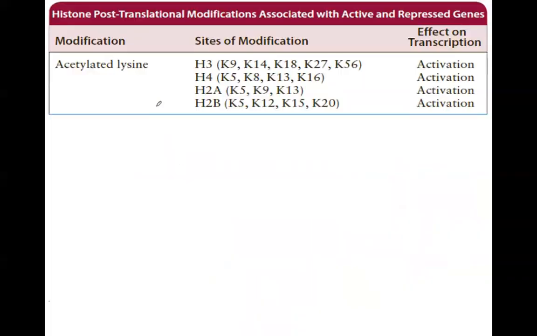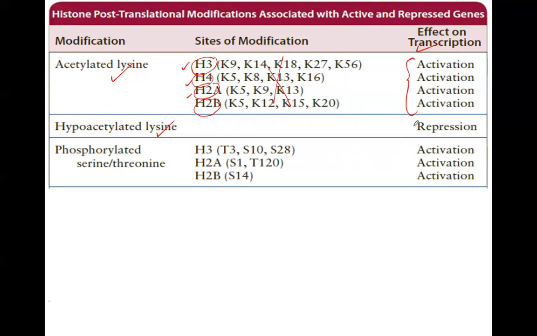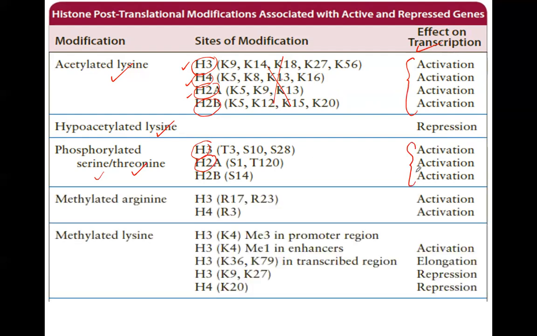So let's see some of the modifications and their function. You can see that acetylated lysine, like in H3, H4, H2A, H2B, you don't need to memorize these numbers. All of them will lead to activation of transcription of the genes nearby, while hypoacetylated lysine leads to repression. The phosphorylated serine or threonine in these histones will lead to activation as well, while the methylated arginine in H3 and H4 can lead to activation as well.